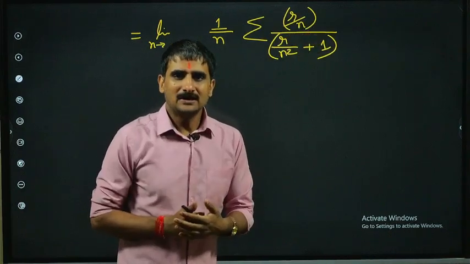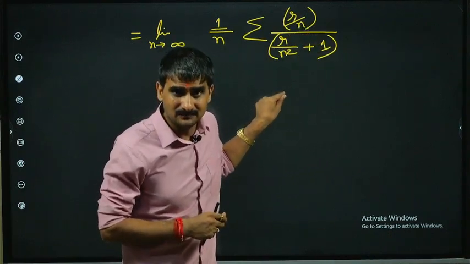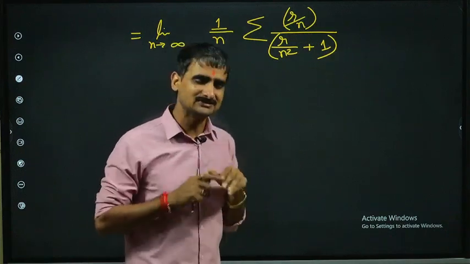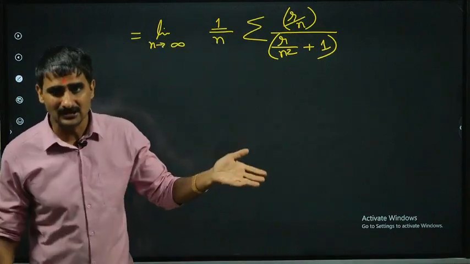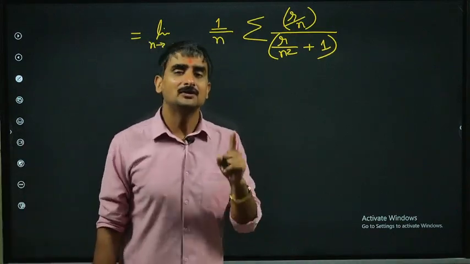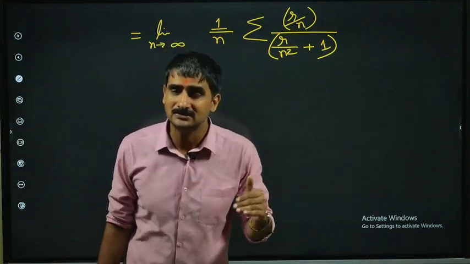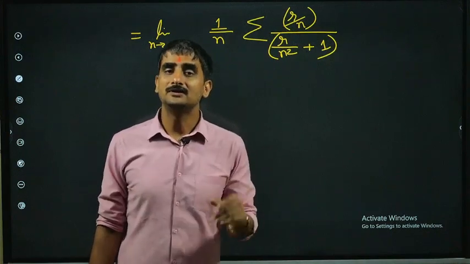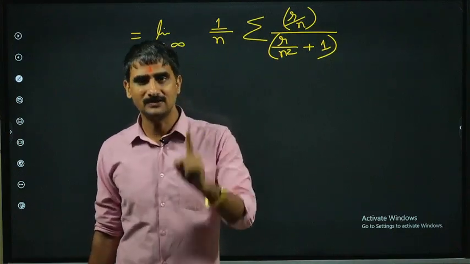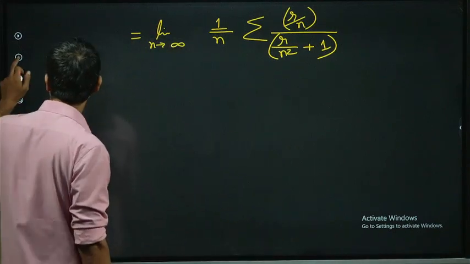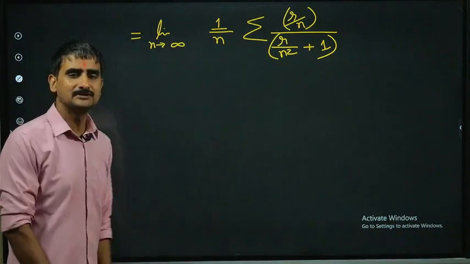The numerator is in the form of r by n, but is the denominator term a function of r by n? Of course not. It is r by n square. That's what I said, there shouldn't be any extra r or extra n here. What does that mean? That simply means I won't be able to apply definite integral to evaluate this limit. So that's the first point in this question. Okay, now what? If we can't do it, then my suggestion is simple.